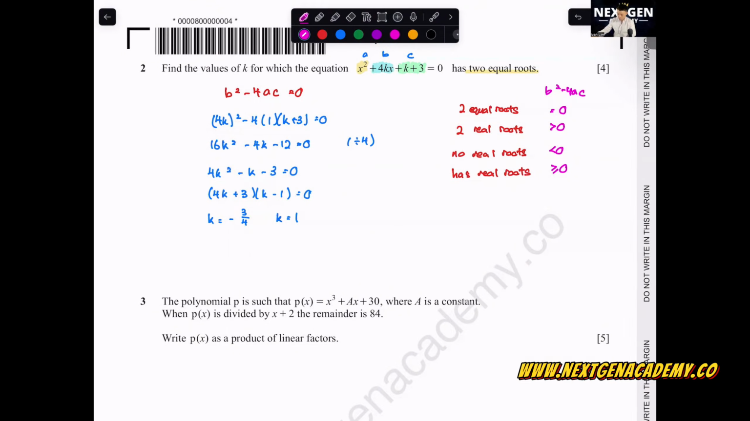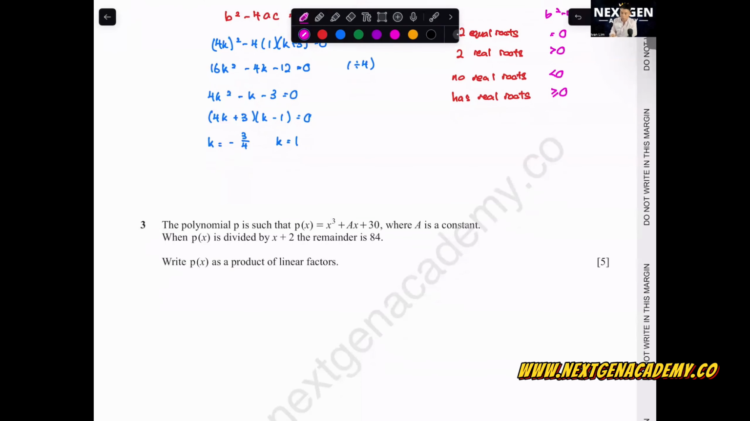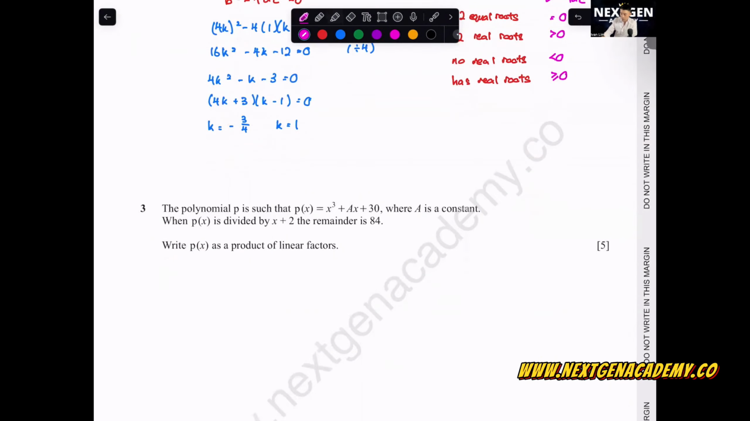All right, let's go to number 3. The polynomial p is such that p(x) equals x cubed plus ax plus 30, where a is a constant. When p(x) is divided by x plus 2, the remainder is 84. Write p as a product of linear factors. This is a 5-mark question. Factor and polynomial most likely will come out in paper 1. You can do this without calculator.